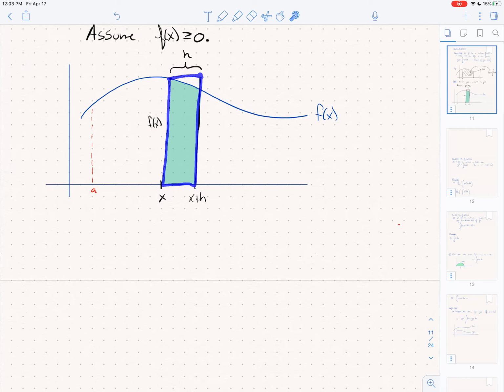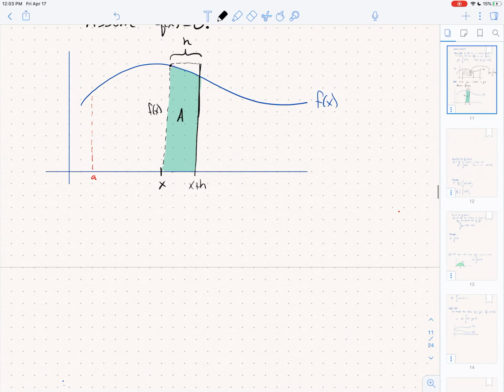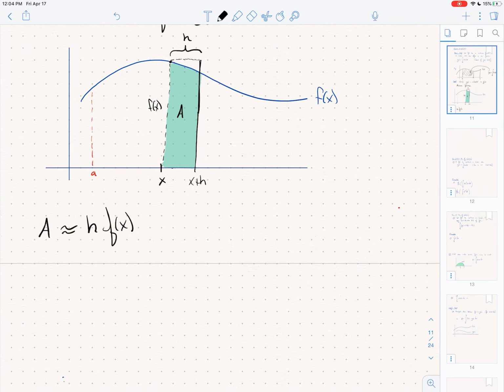If you were paying attention back in the first lecture, then you saw that we can estimate this by just saying the height times the width. So on the one hand, this piece of area, let's call this area A. On the one hand, we can think about A as approximately, it's not exactly, approximately h times f of x. Do you agree? Just a rectangle. This area A is not exactly h times f of x, but it's close to h times f of x. Close enough.